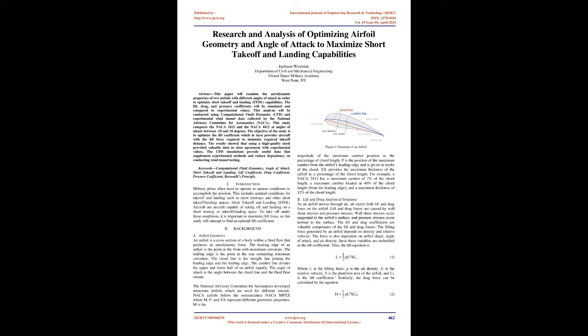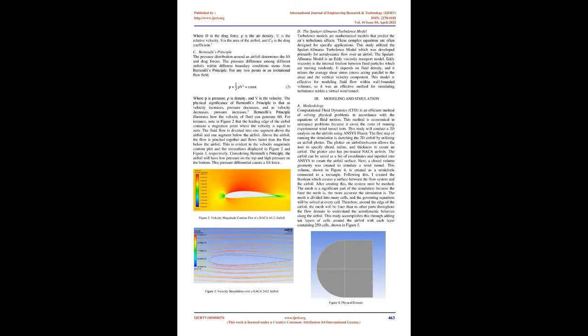2. Background. Airfoil geometry. An airfoil is a cross-section of a body within a fluid flow that produces an aerodynamic force. The leading edge of an airfoil is the point at the front with maximum curvature. The trailing edge is the point at the rear containing minimum curvature. The chord line is the straight line joining the leading edge and the trailing edge. The camber line divides the upper and lower half of an airfoil equally. The angle of attack is the angle between the chord line and the fluid flow stream.